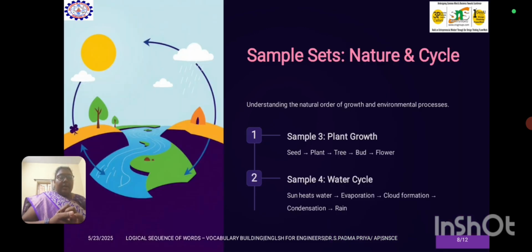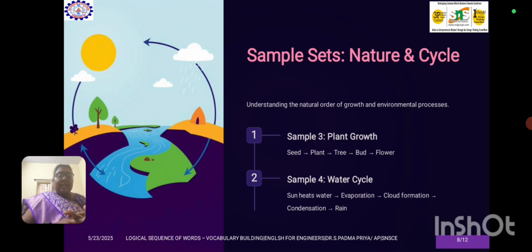So here I have given 2 more examples, that is speaking about nature and cycle. For example, plant growth. See how they have explained this. It is a cyclic process. You can see this image on the left hand side. This is a cyclic process where first there is a seed that is planted, and then it is growing up and becoming a plant, and then after growing up it is becoming a tree, and then it gives out buds, and finally it gives out flowers. So this is a cyclic process.